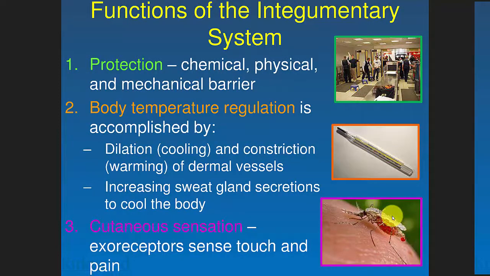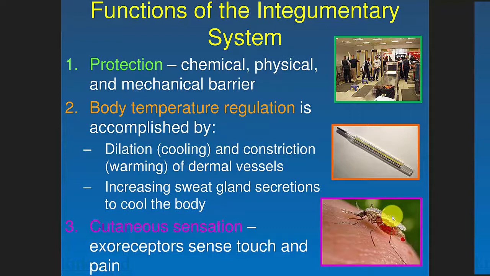So I'm a visual person, so I need to come up with some kind of image that helps me remember each of these functions. I don't know what you think about the TSA, but they definitely limit entry and exit to certain places like airports and things like that. And that's definitely what the skin does too. It's a barrier that protects you from chemical, physical, and mechanical harm. So those could be chemicals or acids that you feel on your skin. Could be a cut like a knife. Could be trauma, so a mechanical barrier as well.